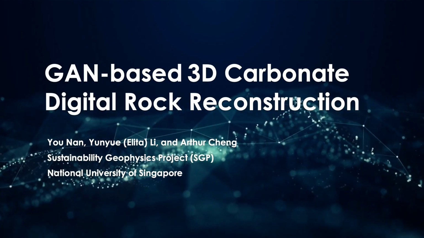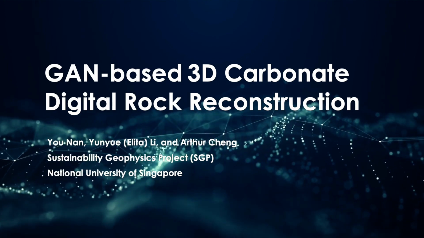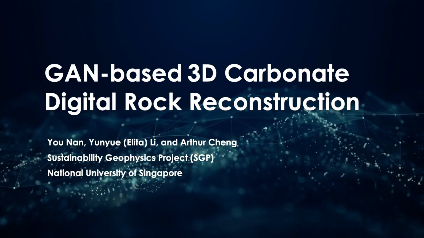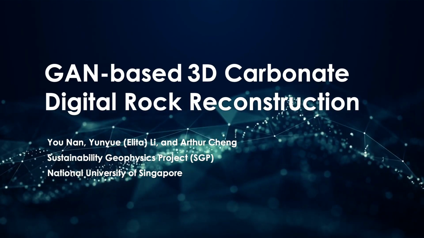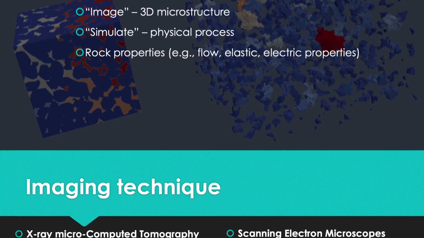I'm very happy to share with you our work on GAN-based 3D carbonate digital rock reconstruction. We just got this work accepted by JGR. It will be published soon. This work falls in the field of digital rock physics. It has two stages. The first stage is to image the 3D structure of rock samples. Then, different types of rock properties can be obtained by numerically simulating different physical processes within the digital rock objects.